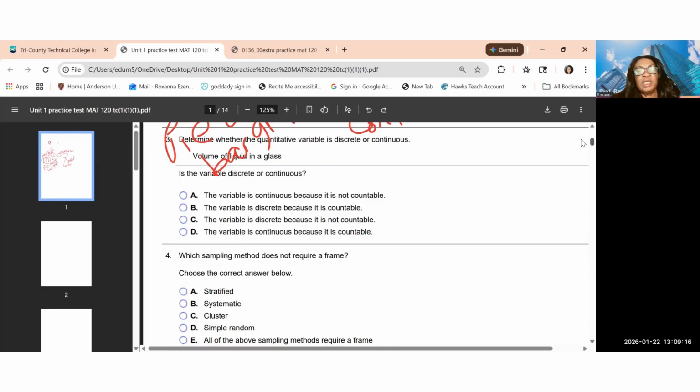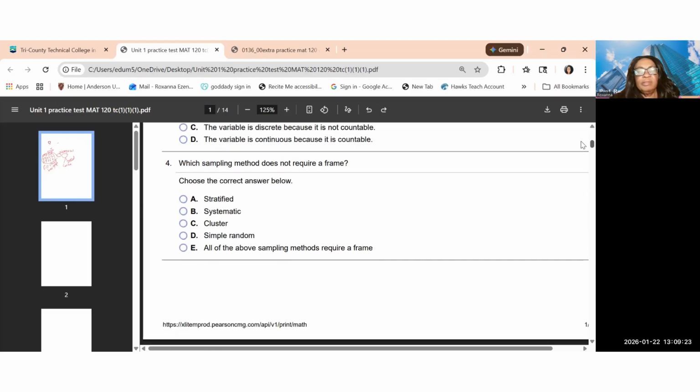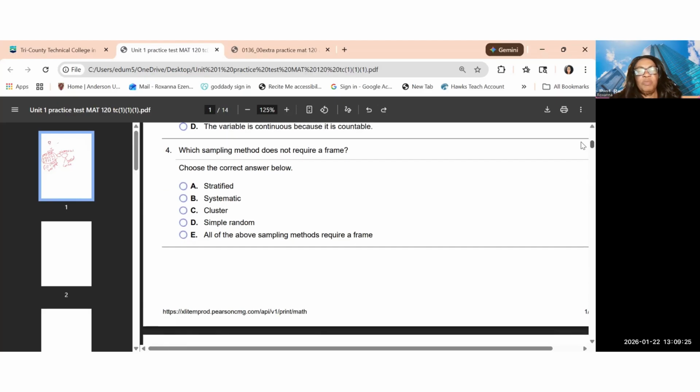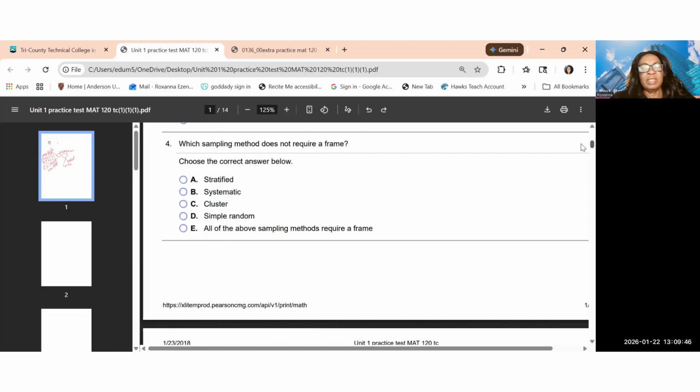Volume of liquid is continuous, because if you measure it, it can be 50.3 cubic feet or cubic inches. Water, if you are measuring water, it's measurable. First of all, it's continuous. It is quantitative.